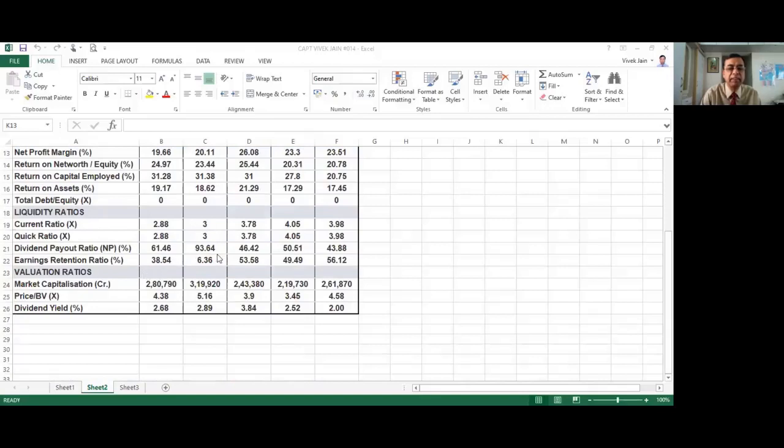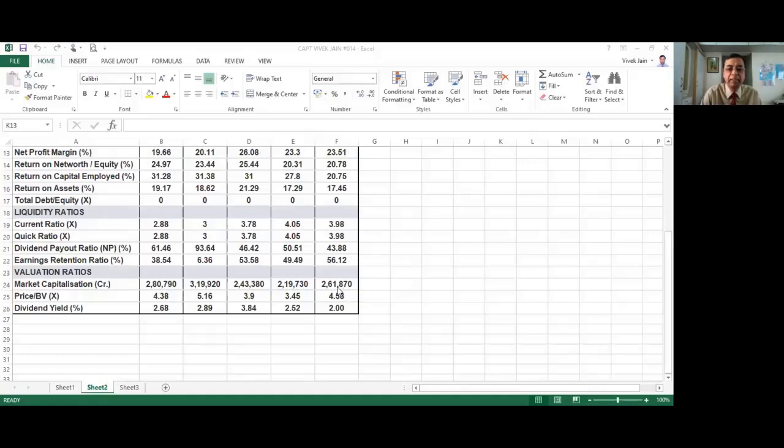For information technology companies, the dividend payout ratio is normally 50% and above because they don't need that much capital to be retained. Most of the information technology companies are, as it is, quite cash rich.